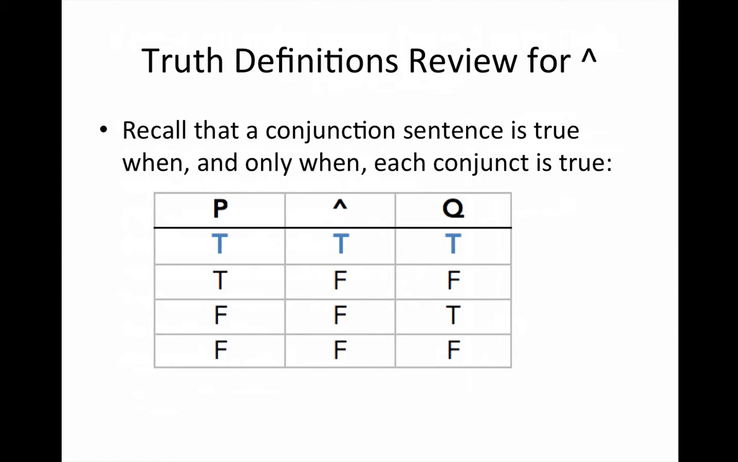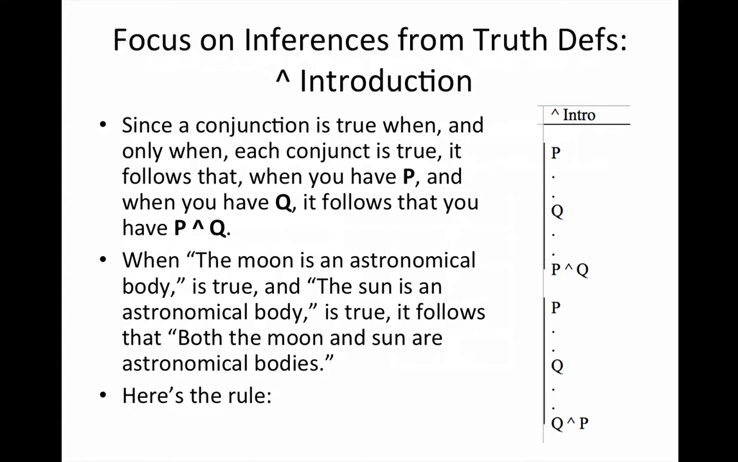As a reminder, we know that the conjunction is true when and only when each of the conjuncts is true. So, if you want to create a conjunction, you have P and Q somewhere in your proof, you can assert the sentence P and Q. You can also look at the right side. The second version of the rule is this. If you have P and somewhere else you have Q, you can assert Q and P.